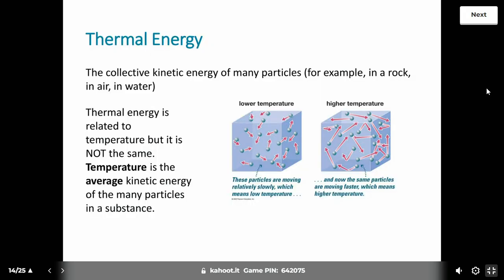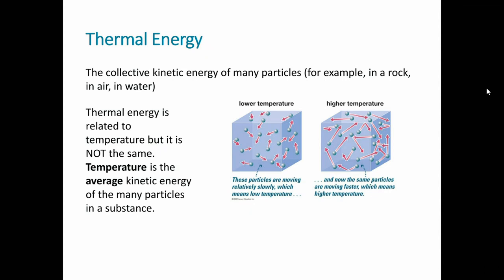There's thermal energy, which you can think of as heat energy. And it's related to temperature, but it's not the same thing. So temperature is a measure of the average kinetic energy of the particles in a substance. So if we think about a cube filled with gas particles, like this room, for example, if the temperature is low, the gas particles are moving very slowly through the room. And if you have a very high temperature, then those gas particles are moving very quickly through the room.